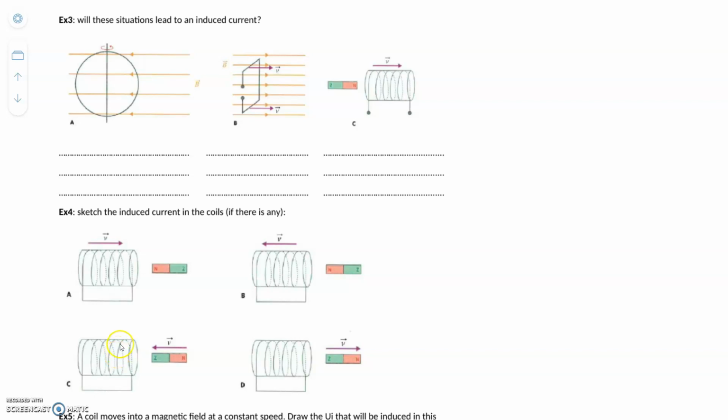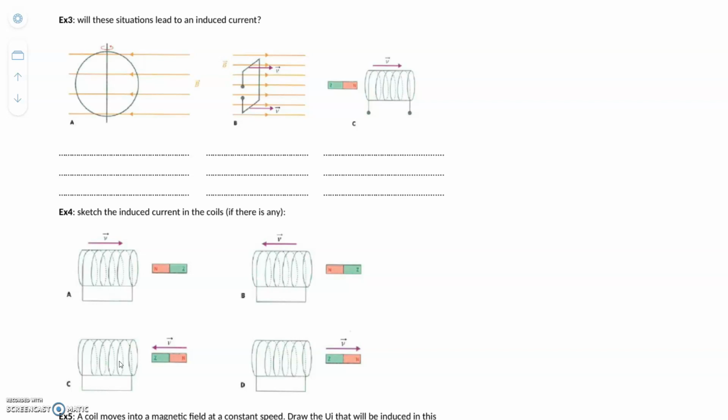Welcome to this chapter where we are talking about Lenz's law. Just a quick recap about this law. When you have a change in magnetic flux, a coil can react to it in such a way that it will try to undo the change that is happening.